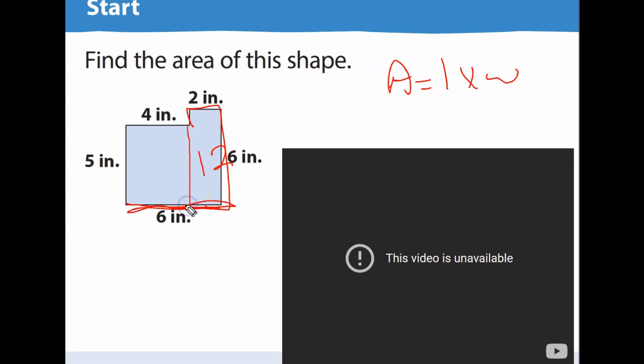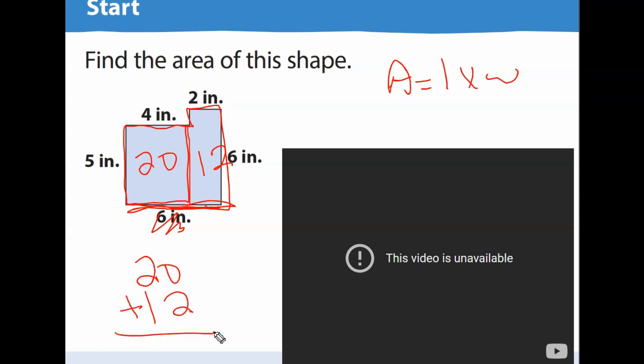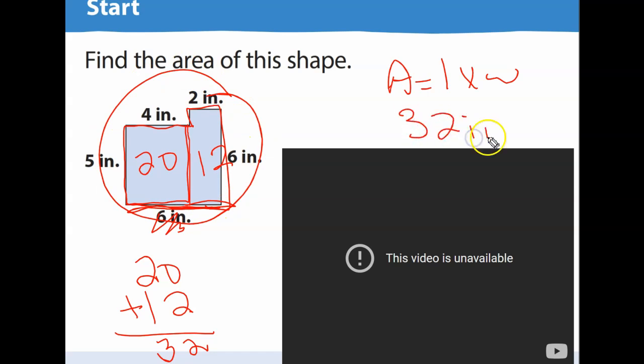Since I divided this length, I don't need the 6 already because I have the length and width for this square already. What's that? 4 times 5, which is 20. And then what do I do after that? Okay, the lesson says adding areas, right? So I found the area of both shapes. Now I need to add them. Okay, so 20 plus 12. 0 plus 2 is 2, and then 2 plus 1 is 3. So the area of the whole thing is how much? 32 inches square.